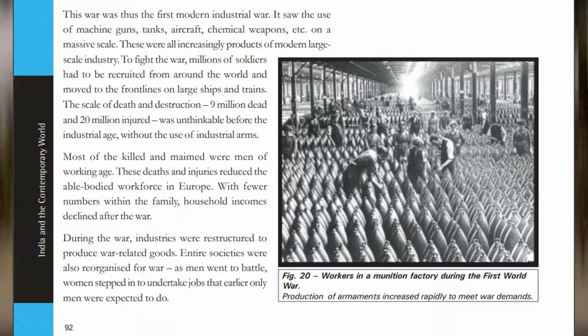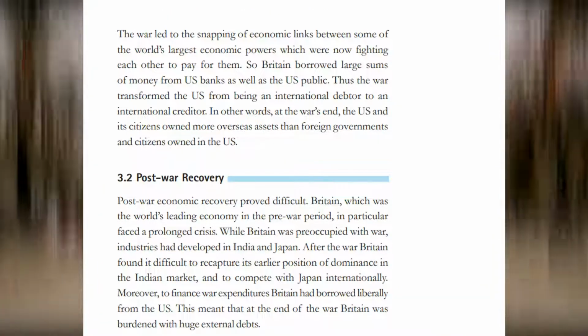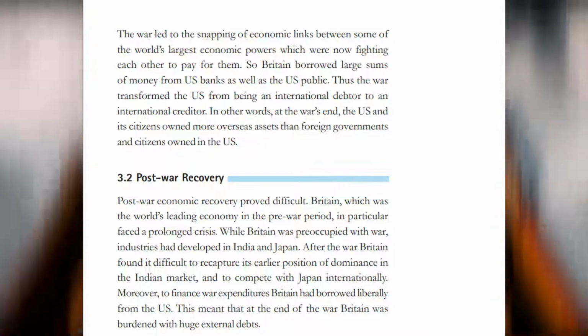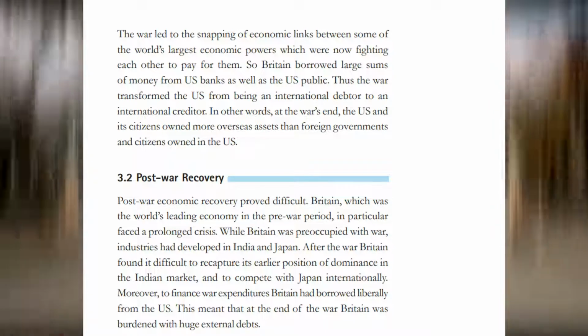During the war, industries were restructured to produce war-related goods. Entire societies were also reorganized for war. As men went to battle, women stepped in to undertake jobs that earlier only men were expected to do. Figure 20. Workers in a munition factory during the First World War. Production of armaments increased rapidly to meet war demands. The war led to the snapping of economic links between some of the world's largest economic powers which were now fighting each other to pay for them.